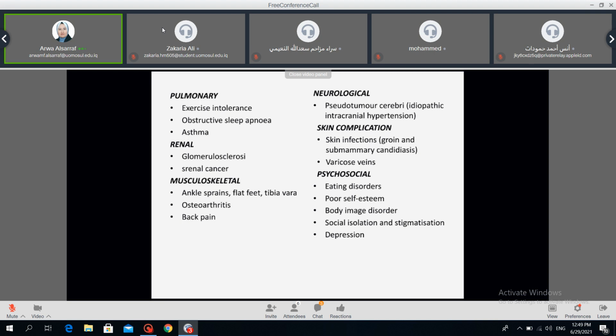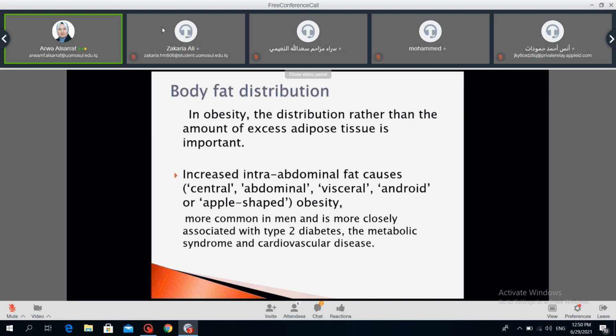It is important here to talk about types of obesity. Regarding body fat distribution, it is also important. The distribution rather than the amount of excess adipose tissue is the important thing. Really, we have two patterns of obesity.